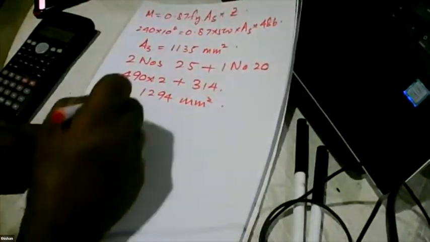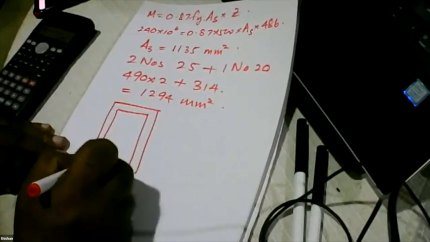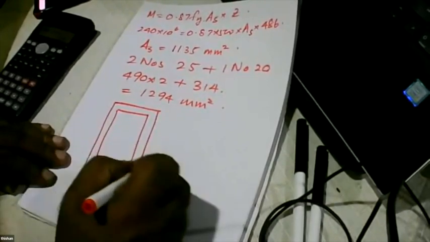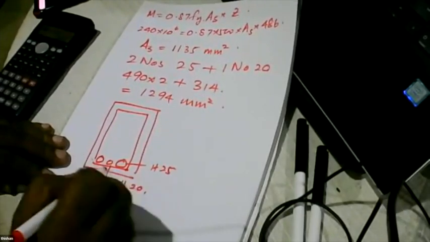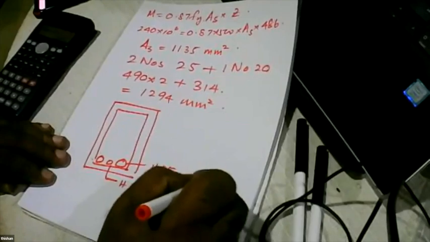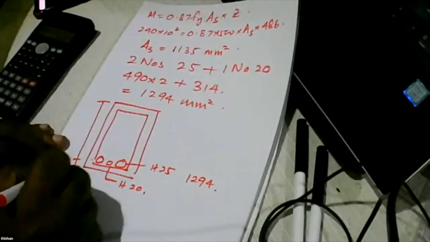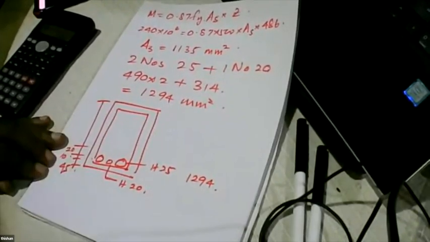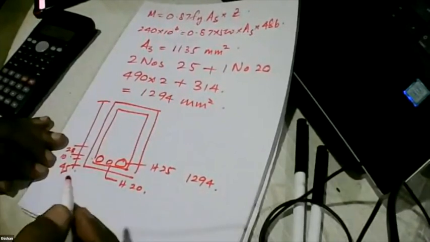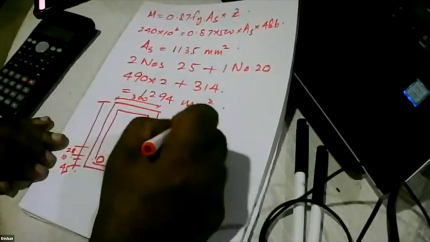So you can do the detailing of the beam like this. Here you need H25 bars and H20 bars, and the area is 1294, and the cover is 45. The width is 300 and the concrete is 30 megapascal.